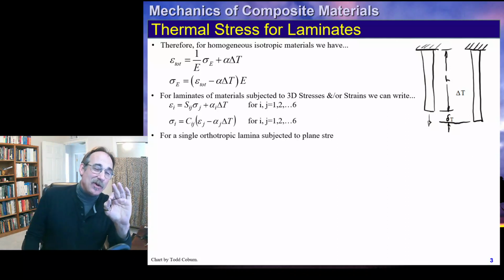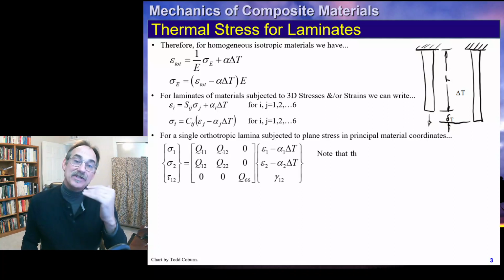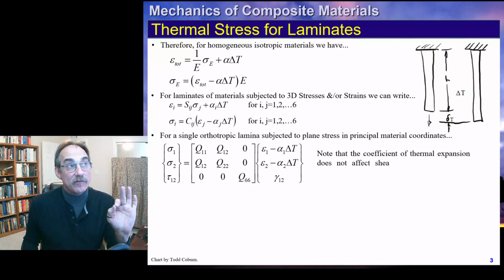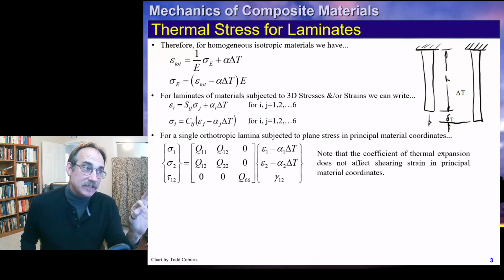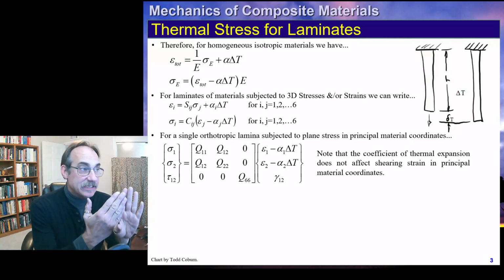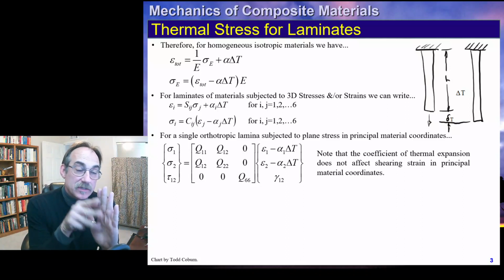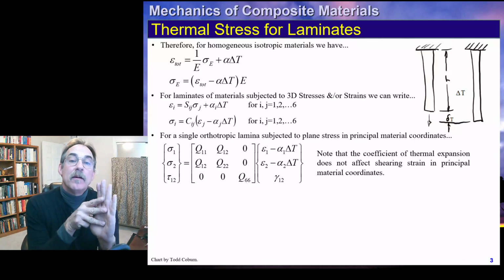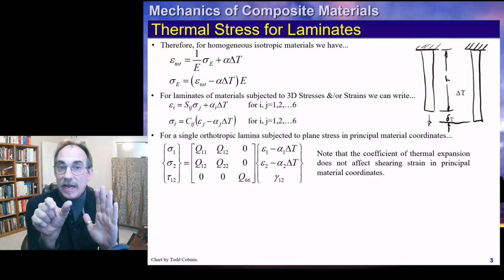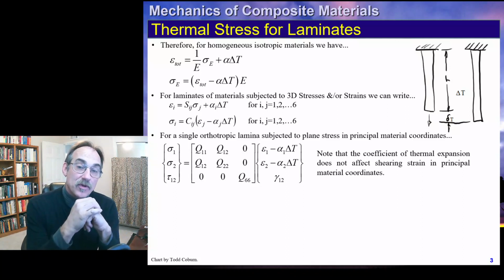Okay, now if we focus on a single orthotropic lamina, one layer, it happens to be orthotropic, and we apply what we've learned about thermal strains, then we can write it this way, where the stress in material principal directions is equal to the strain in the material principal directions, minus the strains due to thermal effects, all pre-multiplied by the Q matrix.